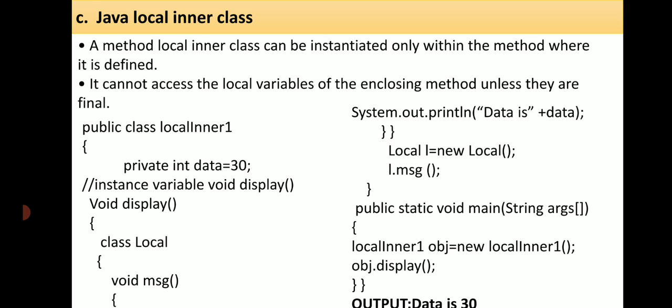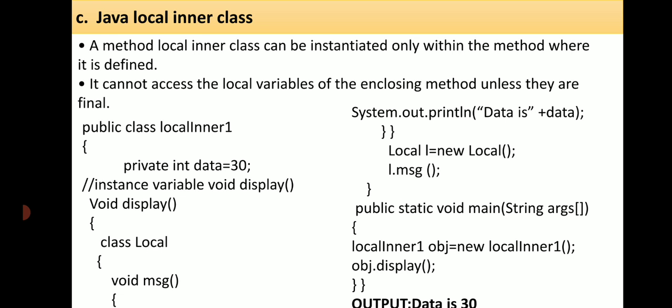I told you that the inner class is defined inside the method. Here display is the method. Inside that we create a class called Local. In Local we create a method message, and inside that we provide the output statement, printing the value of data. As explained above, the method local inner class can be instantiated only within the method where it is defined.